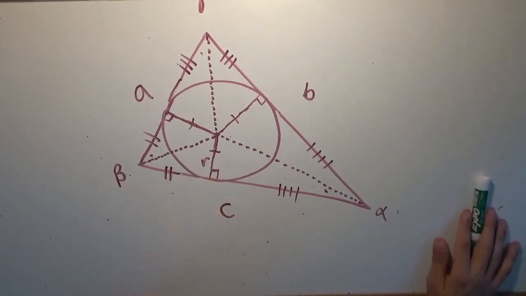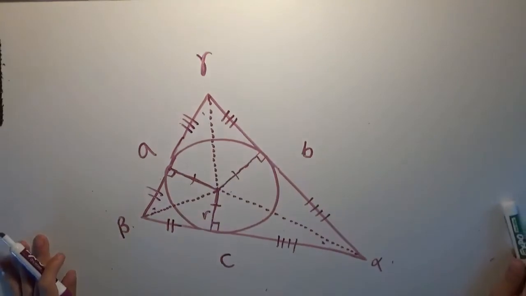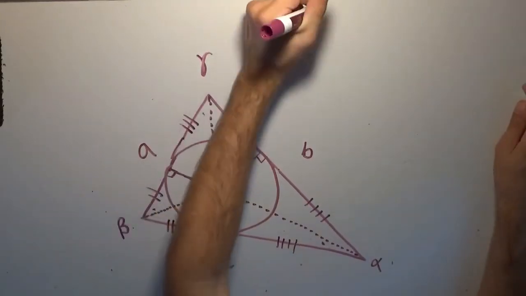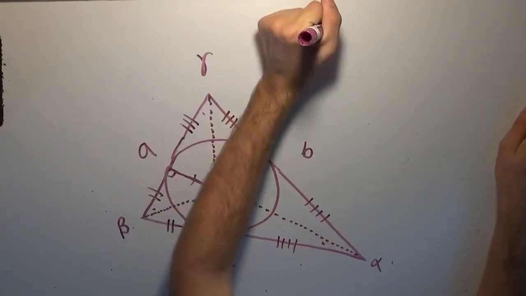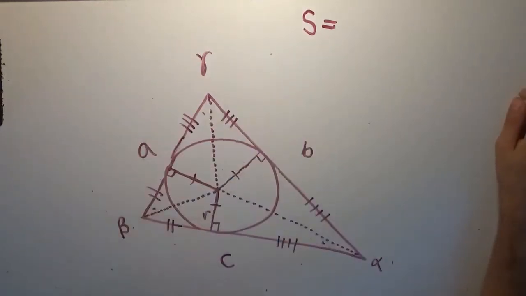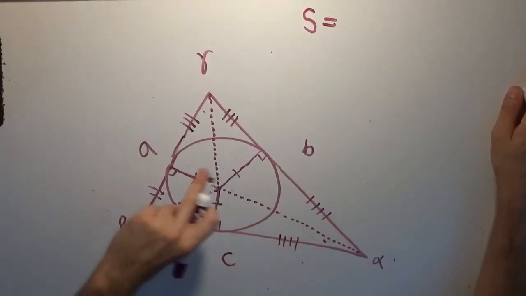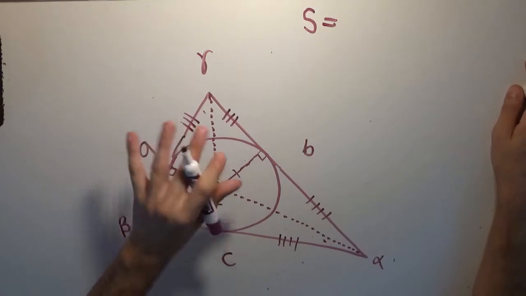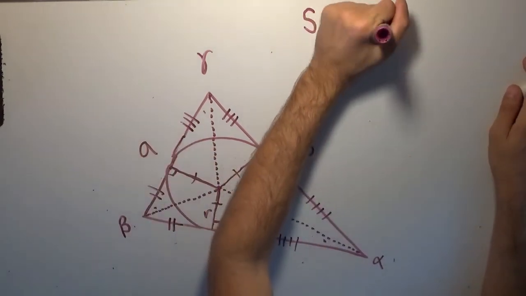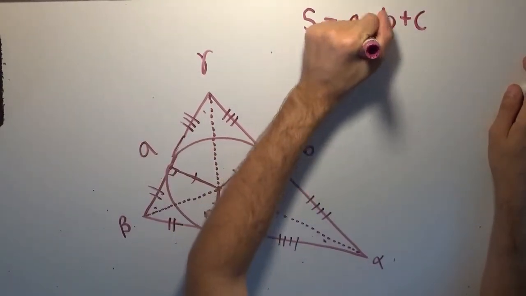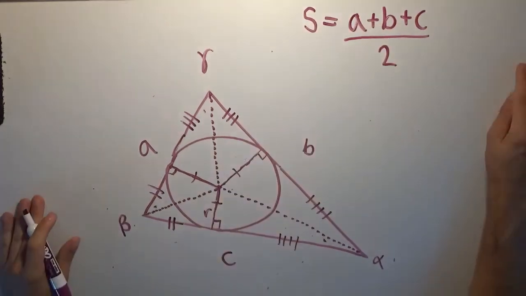So before we go on, I need to define one more number, and that's going to be the semi-perimeter. So the semi-perimeter, we'll call it S, and by semi-perimeter I mean half the perimeter of the triangle. So it's going to be the sum of the sides divided by 2. That's it. So it's A plus B plus C divided by 2. Okay, so this is the semi-perimeter.